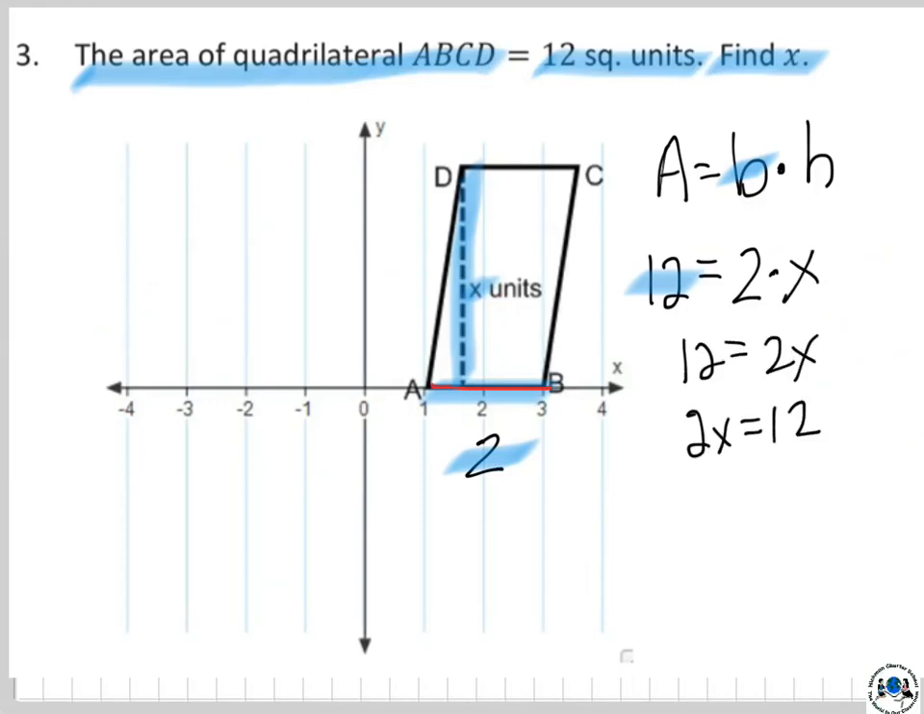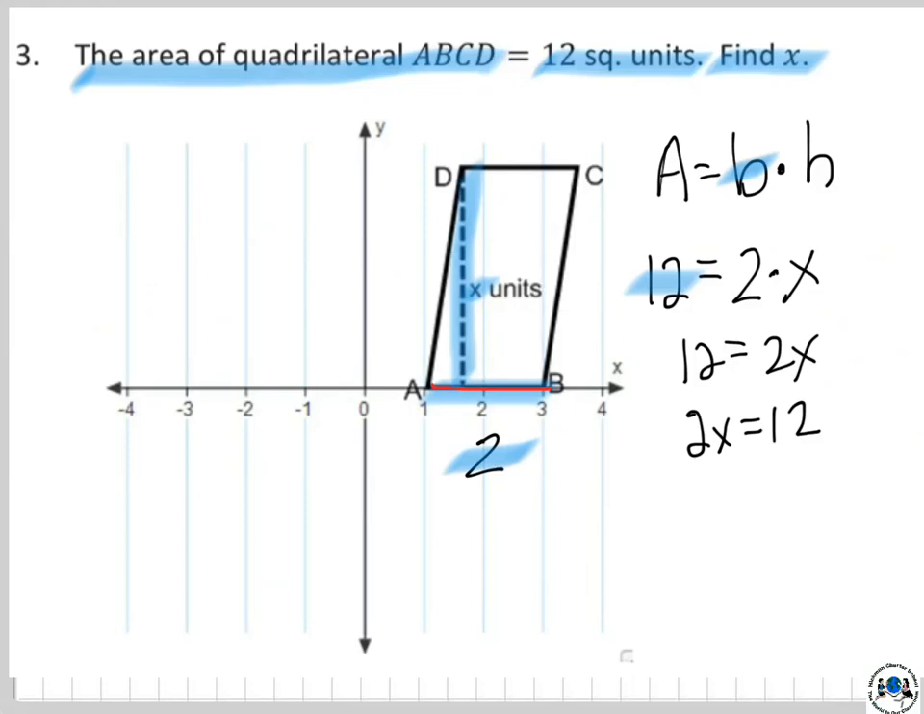Okay, but now we're going to solve for x, which is our height value. So if we know 12 is equal to 2 times x, we just substituted the x for the h. That could also be written as 12 equals 2x. And it can also be written as 2x equals 12, which is our very familiar way to write it, okay?